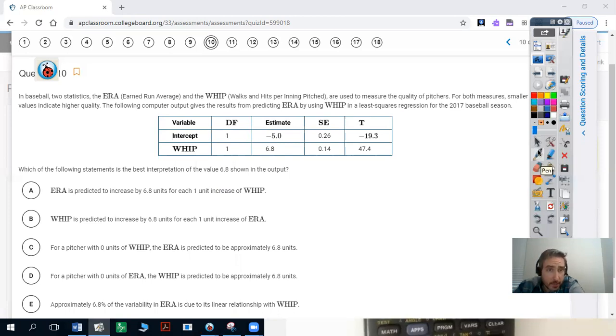Okay, which of the following statements is the best interpretation of the value of 6.8 in the output? Well, you're not going to need to know what that is yet, or that, or that. What we need to know is the intercept and the slope: this is your A, this is your B. 6.8 is the slope. So ERA is predicted to increase by 6.8 units for each 1 unit increase of WHIP.